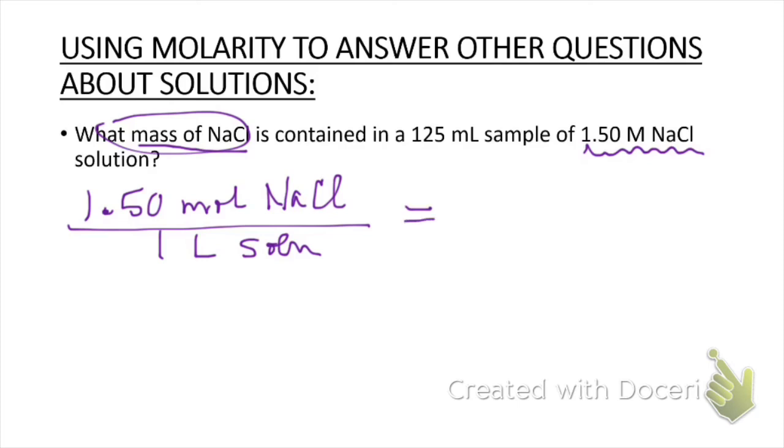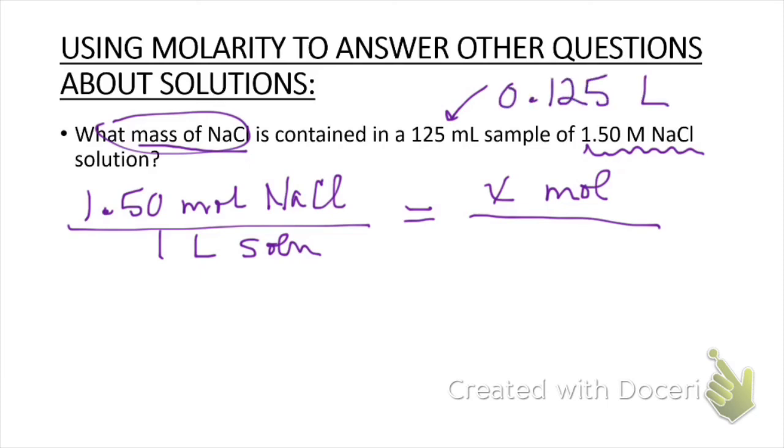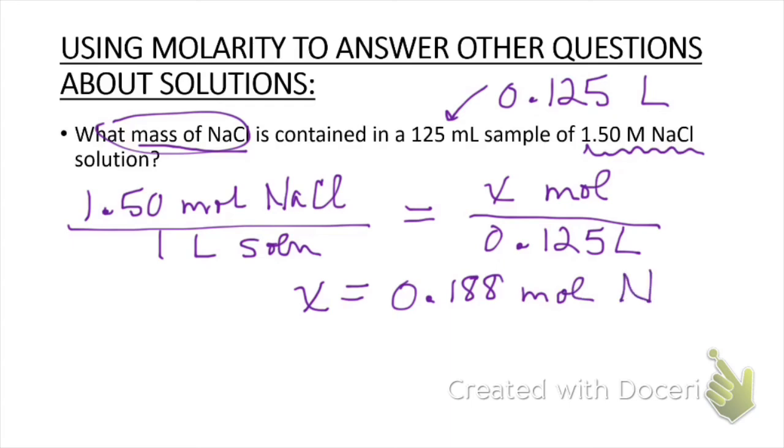If we look at that simply as a ratio, I want to know how many moles of sodium chloride if I have 125 milliliters. Now a reminder, we have to have it in liters. So 125 milliliters would be 0.125 liters. Cross multiply, solve for x, and x would equal 0.188 moles of sodium chloride.